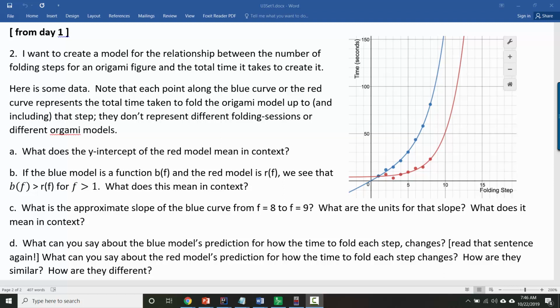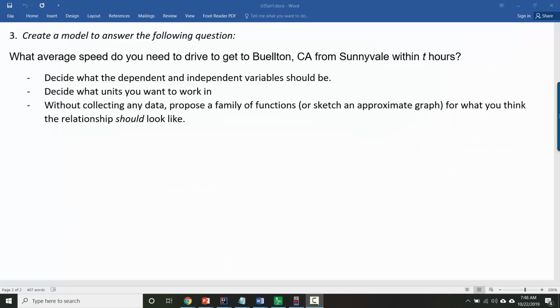Oh, did I say over 10? Sorry, that's over 1. So the approximate slope would be 35, but the units are seconds per folding step. So from folding step 8 to 9, the time it takes to fold each step is increasing at a rate of 35 seconds per folding step. But you'll notice that between 2 other folding steps, we've got a shallower slope. So the time it takes to fold each step is different at that point, and so the rate at which the time to fold each step takes is increasing.